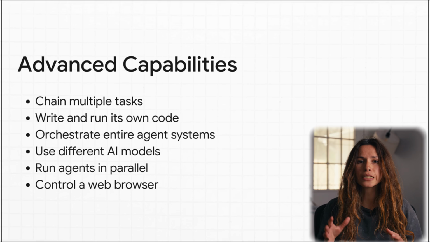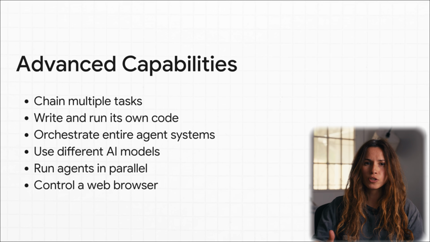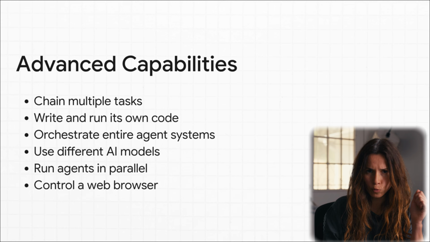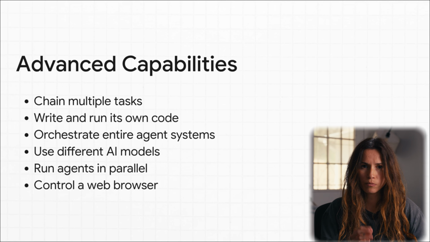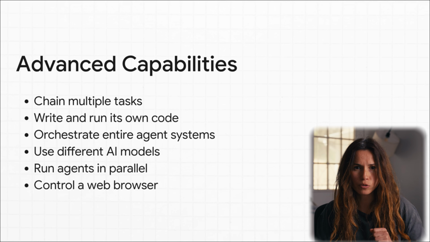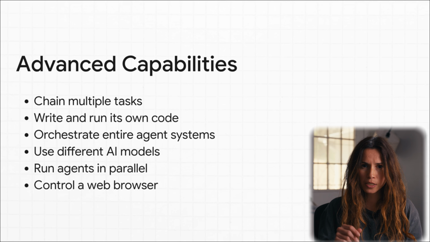Okay, so once you master that basic pattern of defining a skill and giving a command, you can start to unlock some seriously powerful stuff. Let's just take a quick peek at what's possible once you get comfortable. And this is where things get really wild. You are not just limited to one-off commands anymore. You can start chaining tasks together. Imagine telling an agent to research a topic and then use that research to draft a blog post all in one go. It can write and run its own code to automate things and even debug it if it fails.